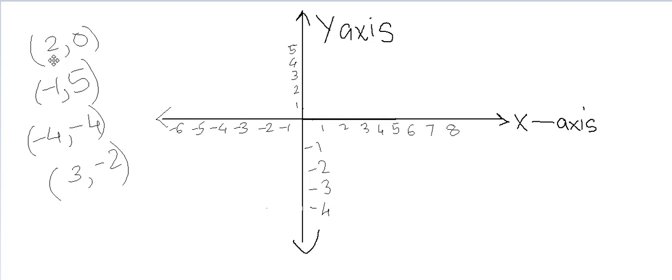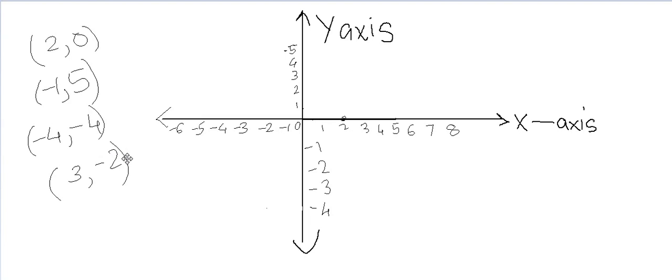Here the x coordinate is 2 and the y coordinate is 0. So the point corresponds to 2 on the x-axis and 0 on the y-axis. So what does 0 mean? 0 means that this point lies on the x-axis itself. Because for the y-axis 0 is here and this is 2. So the coordinate (2, 0) corresponds to this point. Now (-1, 5). -1 on the x-axis is here and 5 on the y-axis. So the point is here.